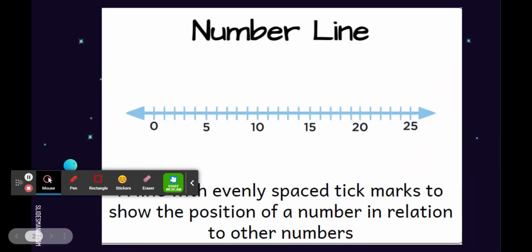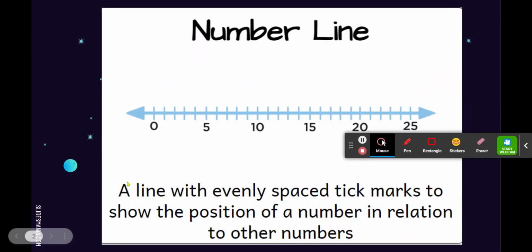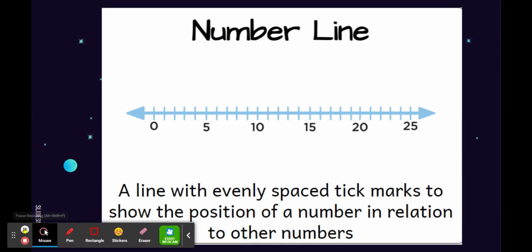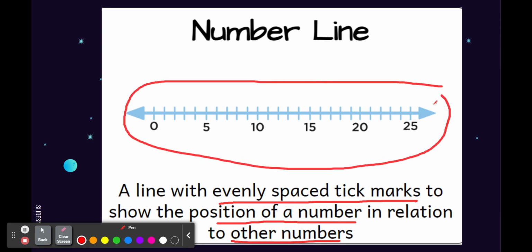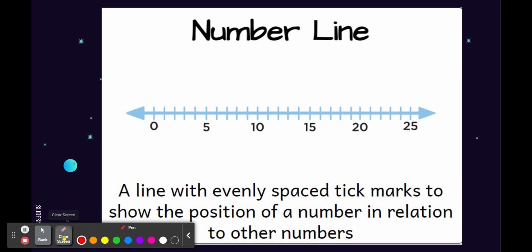All right, let's first take a look at what a number line is. A number line is a line with evenly spaced tick marks to show the position of a number in relation to other numbers. So here is an example of a number line. We can see we have different numbers and they're all evenly spaced. Each of our large tick marks is labeled at 5, so we have 5, 10, 15, 20. We can do number lines in a variety of different ways, but today we're going to make number lines with fractions and whole numbers.